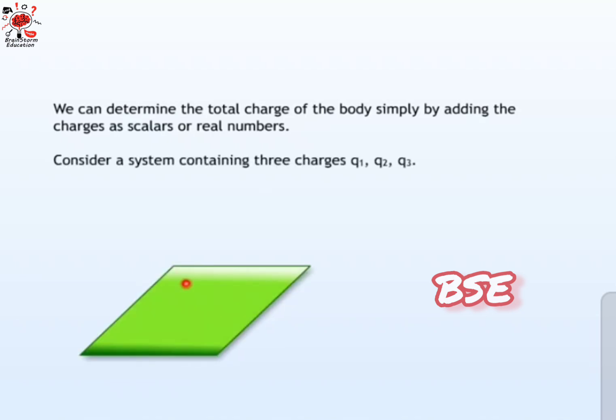Consider a system of three charges, Q1, Q2, and Q3. Then the total charge is given by capital Q is equal to Q1 plus Q2 plus Q3.